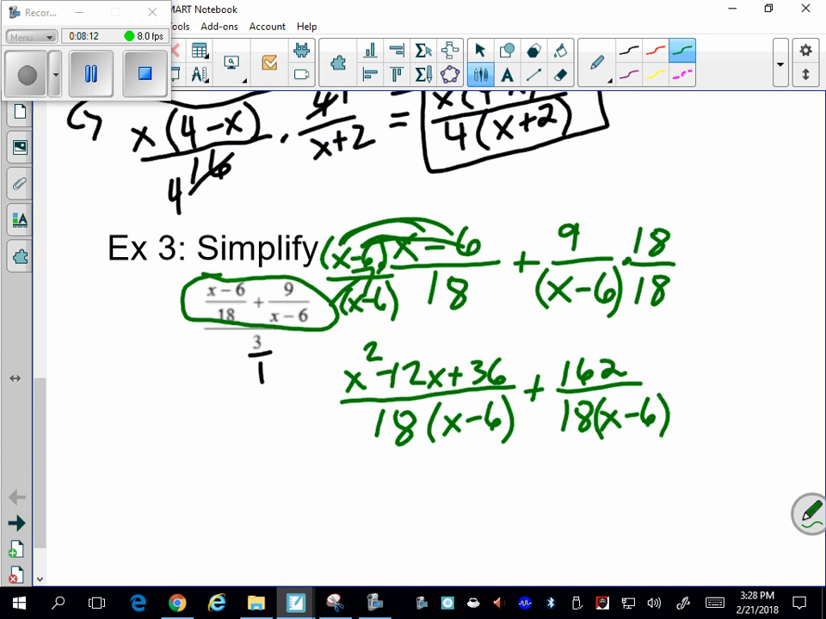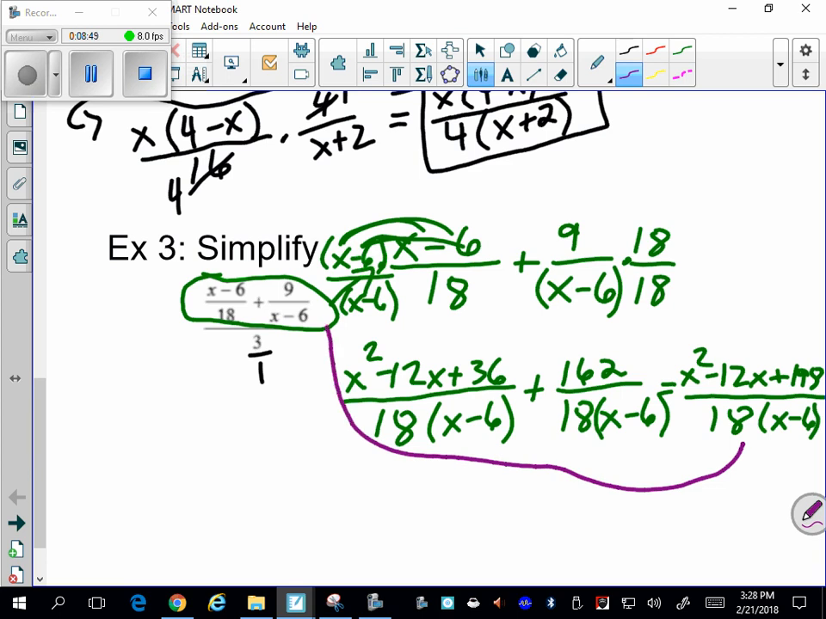And then we need to combine these. We have like denominators, so combine the numerators. X squared minus 12x. 36 plus 162 is 198. And all of that is over 18 times x minus 6. So that needs to get replaced. This here needs to replace the numerator. So keep going.